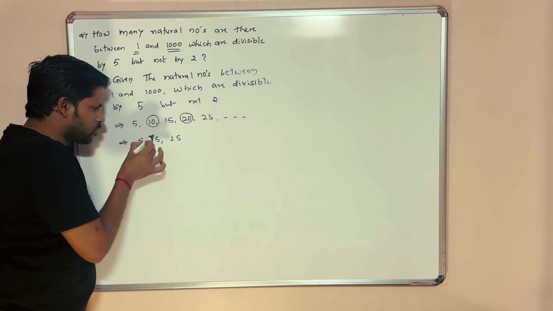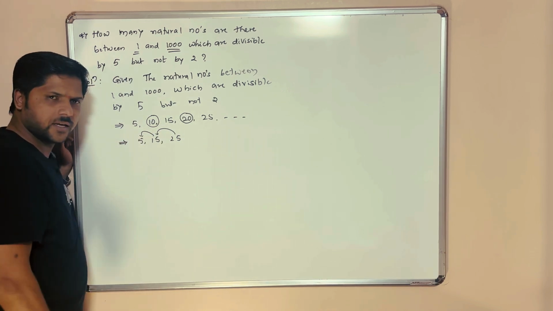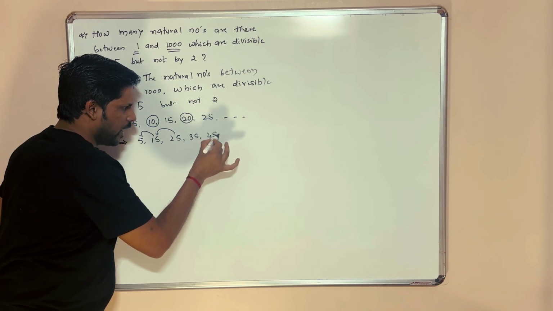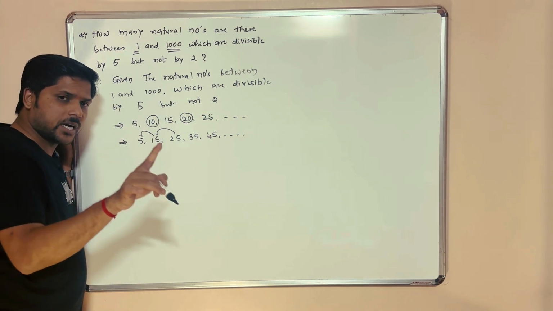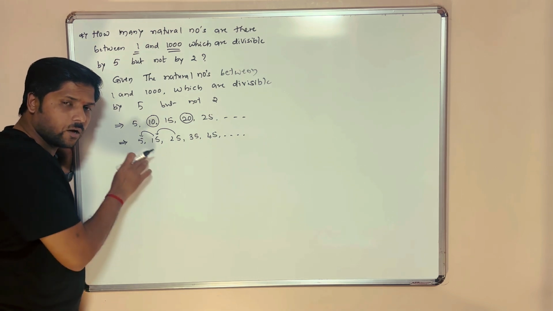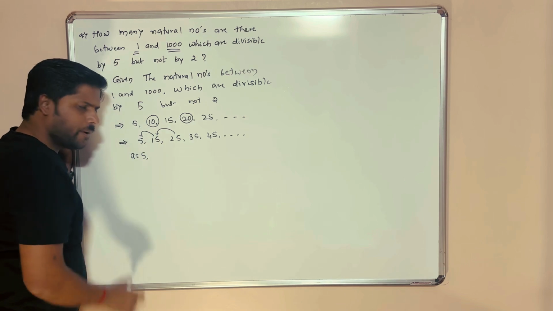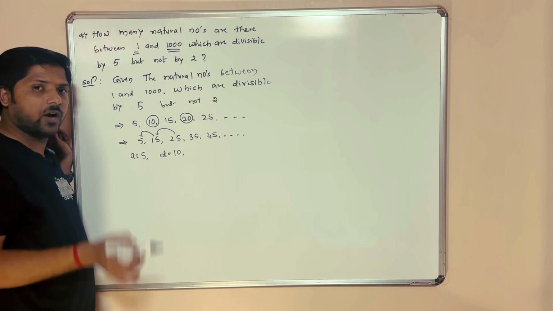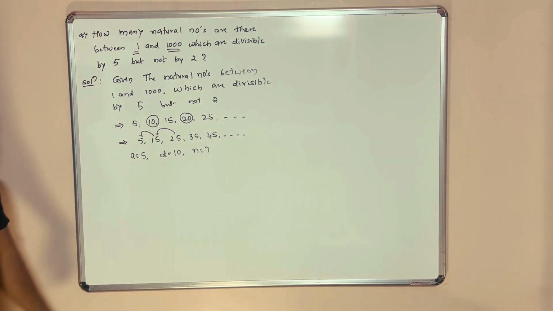Here the difference between 15 and 5 is 10, and between 25 and 15 is 10. Then what is the next number? 35. Similarly 45 and so on. These are the numbers which are divisible by 5 but not 2. This is our AP. Now in this AP, we have a is equal to 5 and common difference is 10, and we have to find the number of terms n.